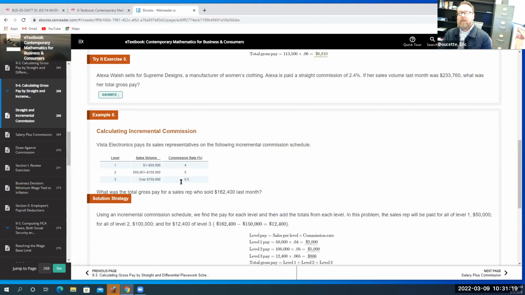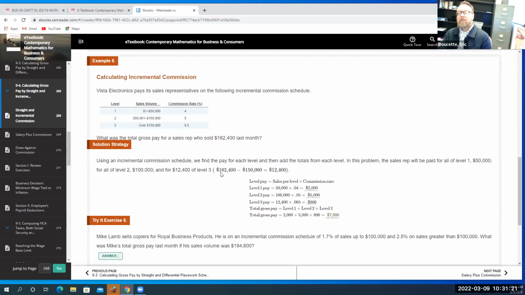So if you look down here, it's going to tell you, you're going to get level 1, 50,000, so on. So this breaks it all down for you. So you're going to have 162,400. So, over 150,000 is 12,400.